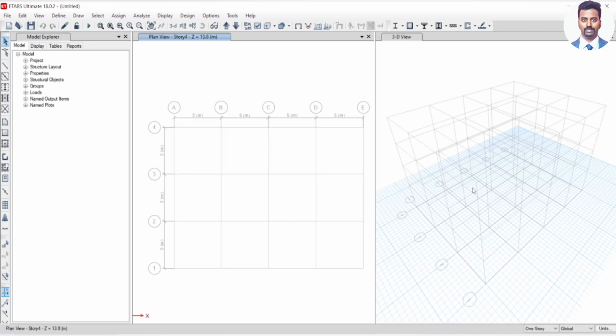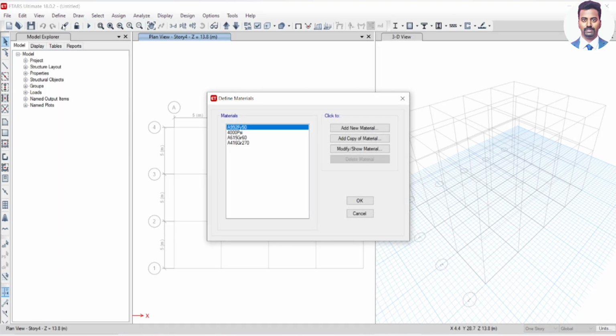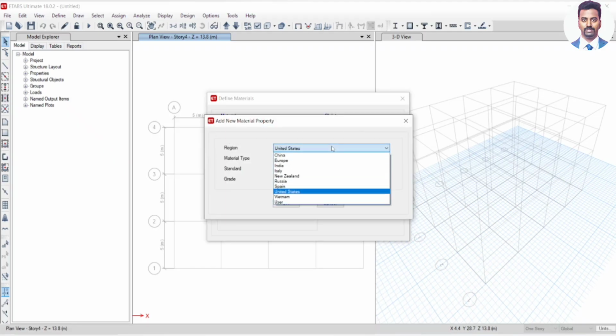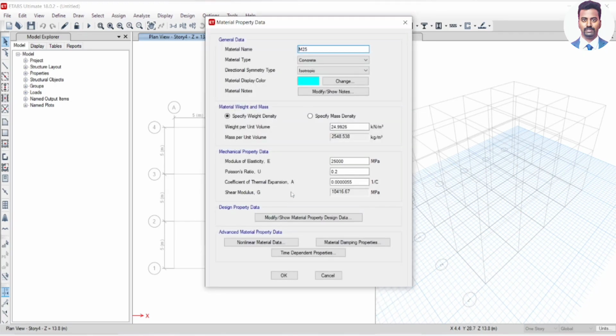Now we got our coordinates. Now let us first assign the material properties. Add new material. We are designing according to Indian standards. First let us add concrete and let us provide M25 grade for concrete.